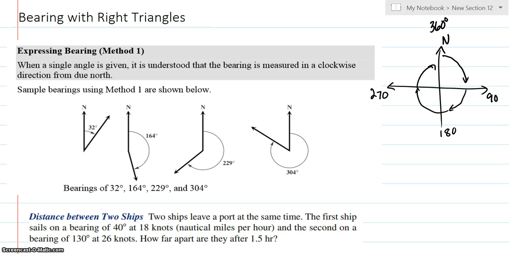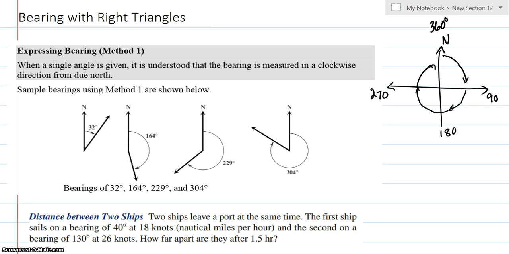So let's look at the distance between two ships. Two ships leave a port at the same time. The first ship sails on a bearing of 40 degrees. To find the bearing of another ship, there is something called a hand bearing compass, by the way, that you can use as long as you see the other ship on the horizon. So that's where they can get that. And it says that it sails at 18 knots. So 18 knots, what that means is nautical miles per hour.